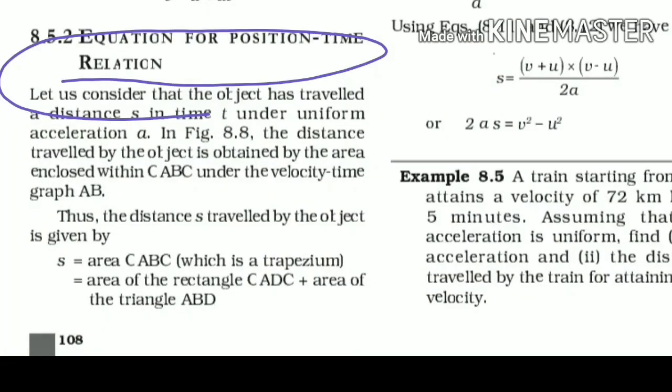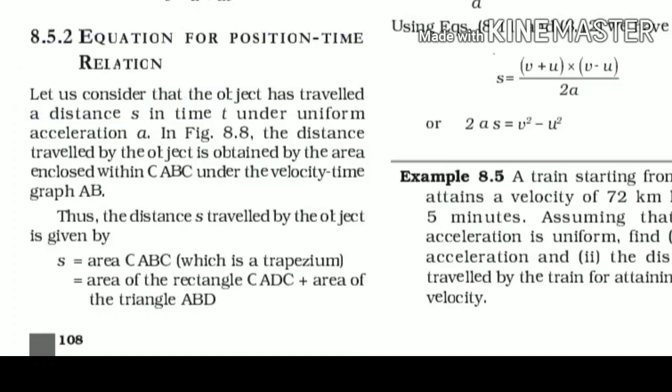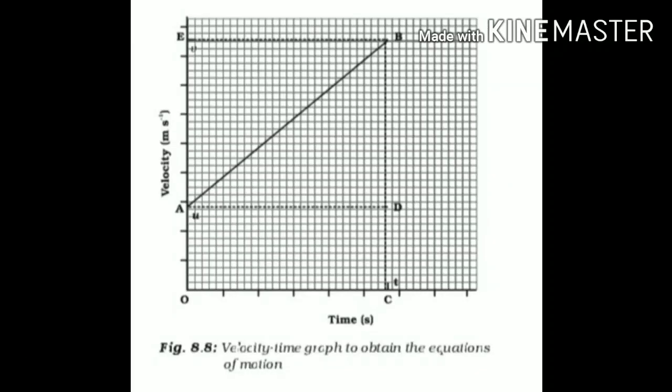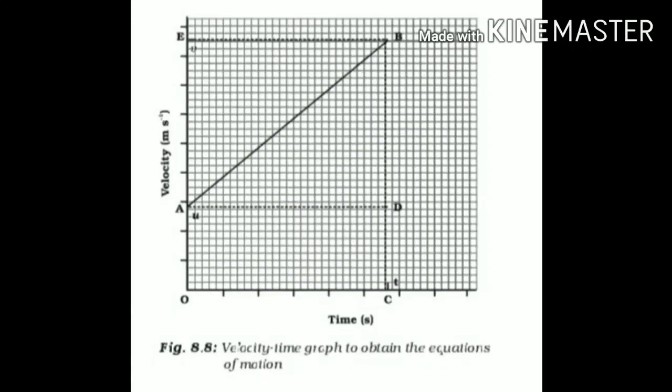Next we will derive the equation for the position time relationship. Suppose that an object has traveled a distance s in time t under uniform acceleration a, and we have studied earlier that the area under the velocity time graph represents the distance. So this is the area under line AB. This is actually a trapezium, and we will split this trapezium into two pieces. First one is a rectangle and second is a triangle.